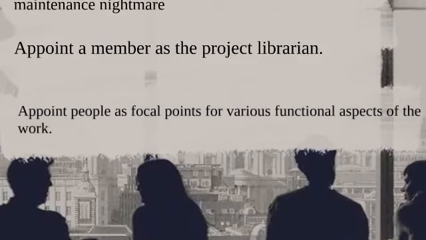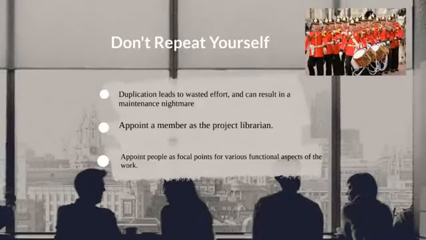Now, the third point says appoint people as focal points for various functional aspects of the work. See, when the project is too big for one librarian to handle, we can appoint people as focal points for various functional aspects. The best example can be, see, meet Ashwati for date handling issues. Please meet Ashwati, and for database related query, please approach Abhijit. Likewise, that is how various functional aspects of the work can be divided among different focal points. Now, that is what don't repeat yourself tells us.